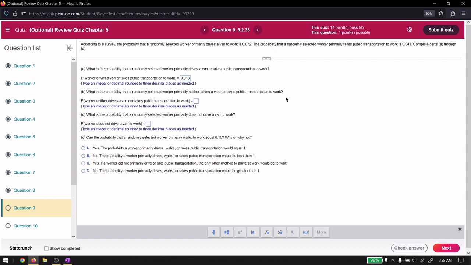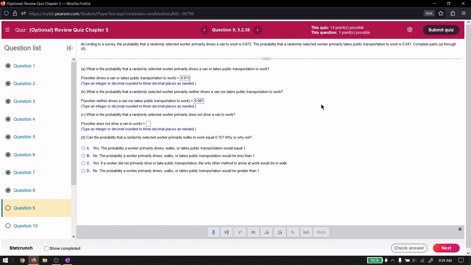Okay, what's the probability that a randomly selected worker primarily neither drives a van nor takes public transportation? So this is the same thing as saying who's left, really. And so you can think of this as the complement of a previous probability. So all we have to do is do 1 minus 0.913. That's going to be 0.87. Sorry, 0.087. That should add up to 1.